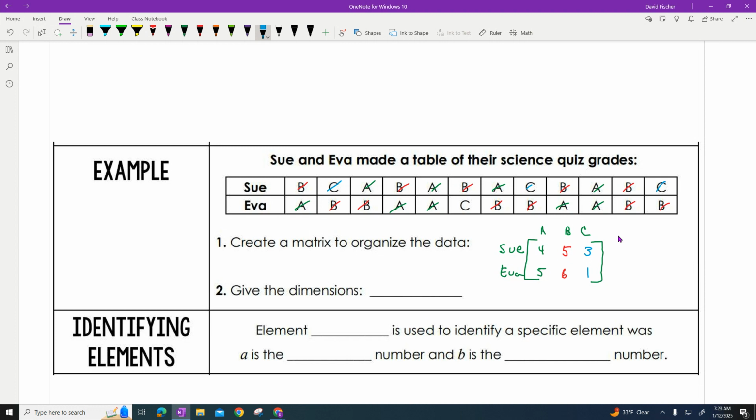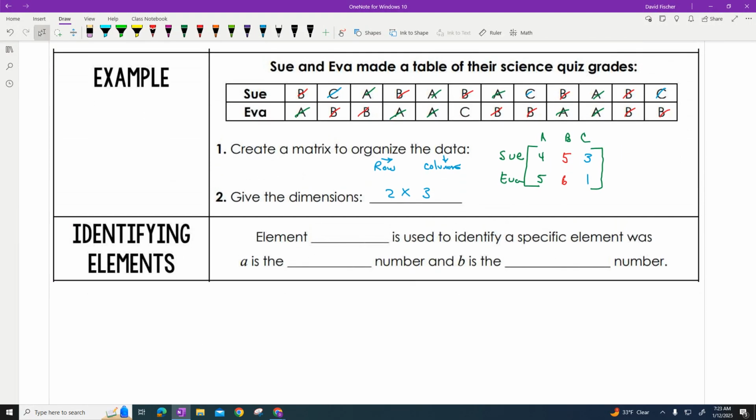Now the dimensions. Remember, I said it's always the rows by the columns. How many rows are there? Rows mean left and right. There are 2. It's a 2 by, and now columns, which go up and down. How many columns do I have? 1, 2, 3. So this is a 2 by 3 matrix. It's very important that you have this order. It tells us there are 2 rows by 3 columns.